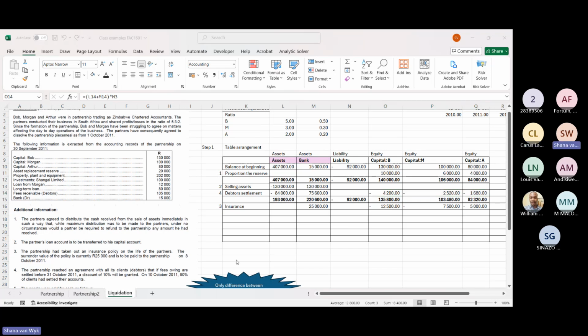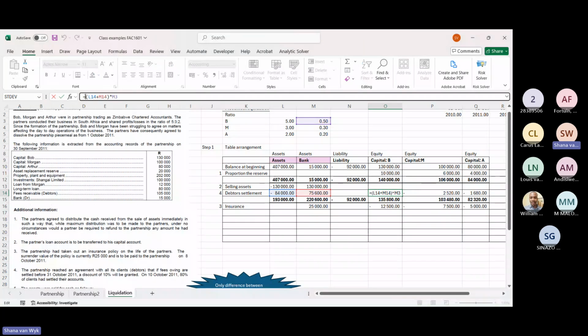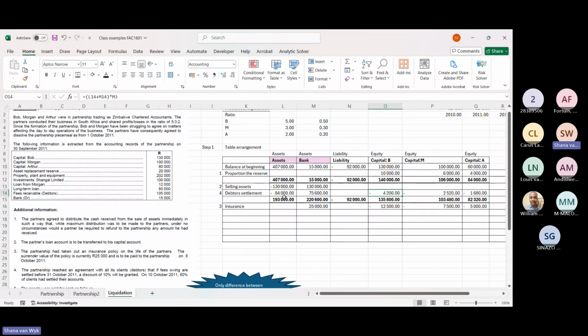Why am I now unsure? Wait. Debtors received. Shouldn't it increase? It's a plus. Yeah, it should increase your capital. Okay, so the debtors' monies that we received from them. Okay, so here when we close off the account, 84 minus 75. So we got less than what we wanted.